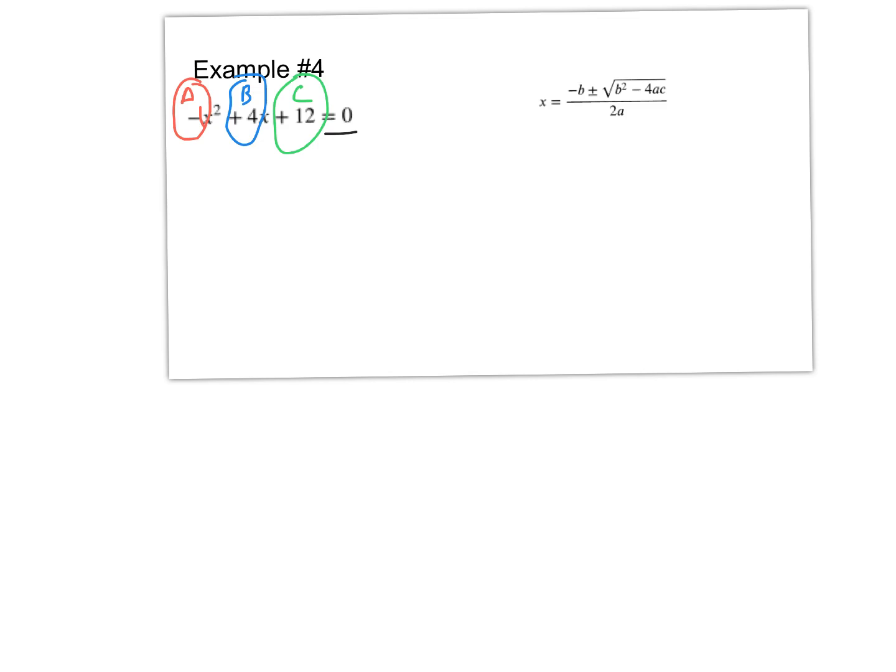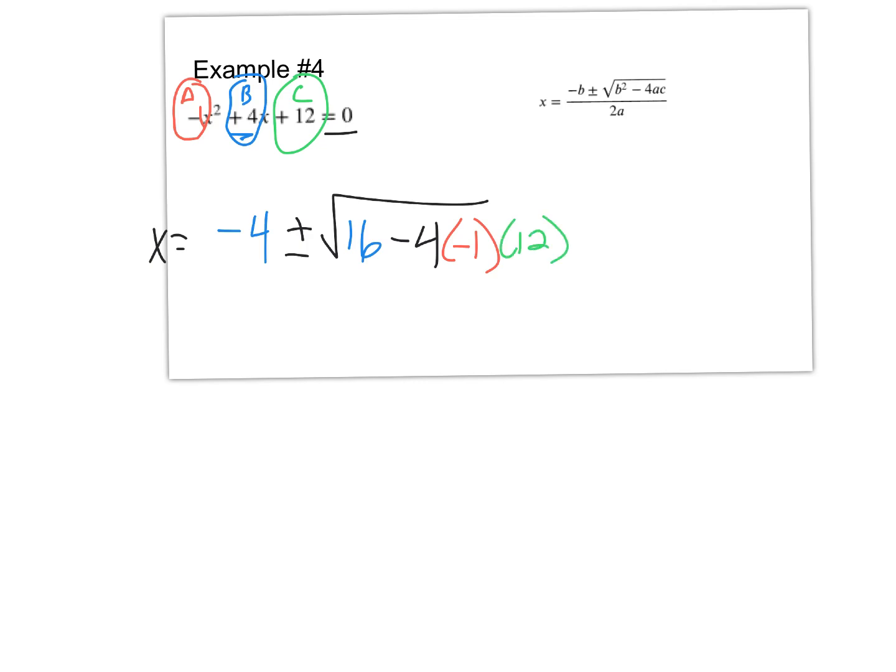Okay. Alright, so let's go to the quadratic. Okay. So x is equal to negative B. So negative positive 4 is negative 4, plus or minus radical b squared. 4 squared is 16. Minus 4 times my a value, which is negative 1, times my c value of 12. All divided by 2a, or 2 times negative 1.